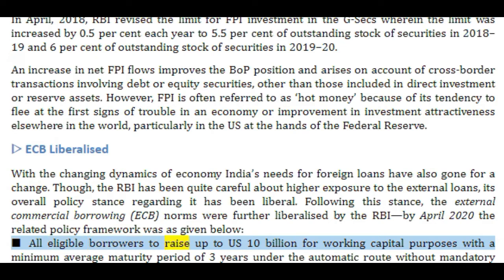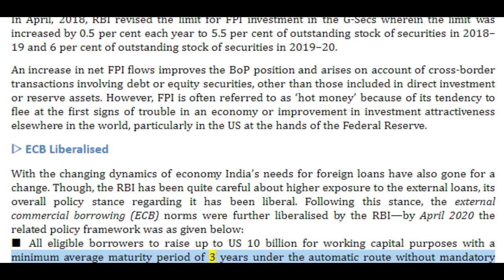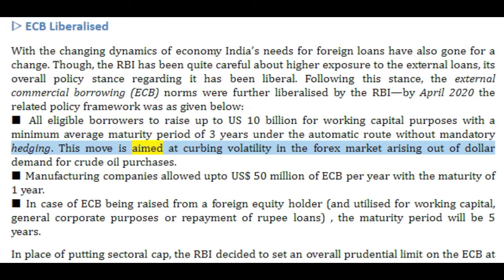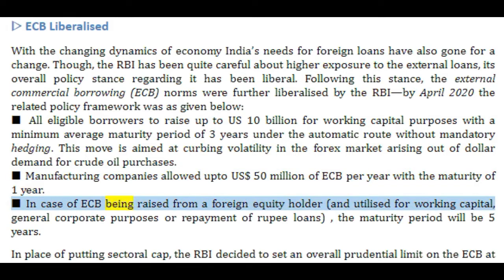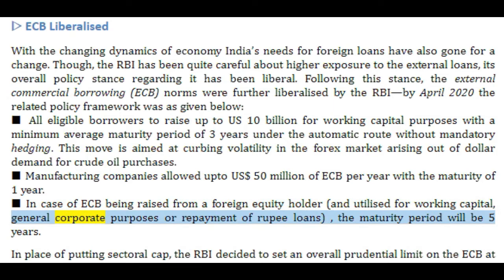All eligible borrowers can raise up to $10 billion for working capital purposes with a minimum average maturity period of 3 years under the automatic route without mandatory hedging. This move is aimed at curbing volatility in the forex market arising out of dollar demand for crude oil purchases. Manufacturing companies are allowed up to $50 million of ECB per year with a maturity of 1 year. In case of ECB being raised from a foreign equity holder and utilized for working capital, general corporate purposes or repayment of rupee loans, the maturity period will be 5 years.